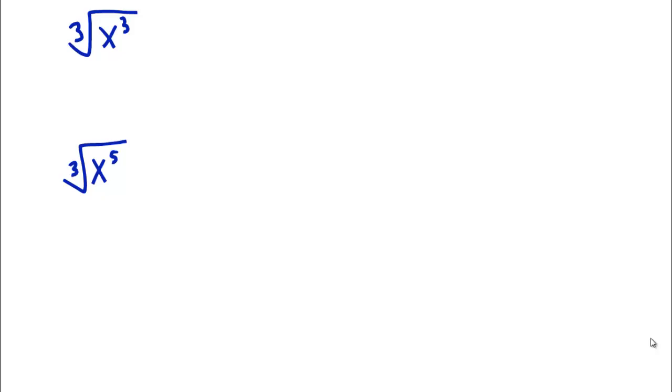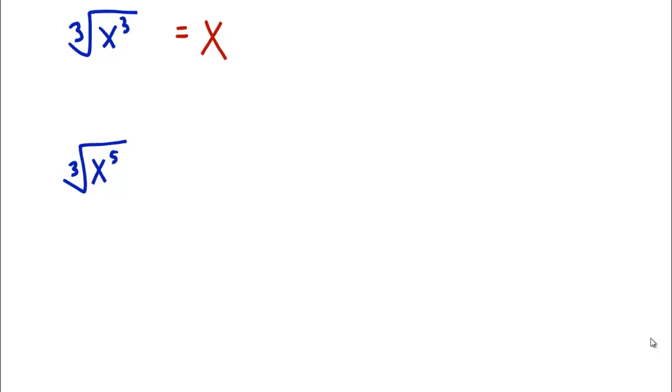Now, let's step it up a notch. We're not talking about the cube root of a number anymore, but the cube root of a variable. You might already have an idea of what this is: the cube root of x cubed. Well, what cubed gives us x cubed? Just x. The cube root of x cubed is just x. It already is written as a perfect cube.